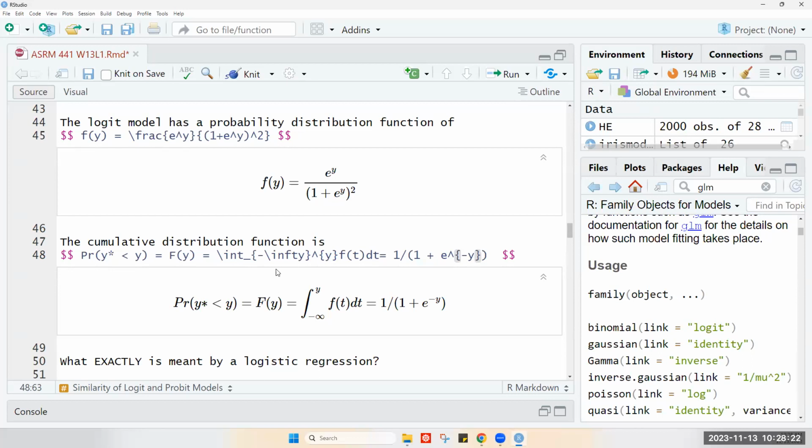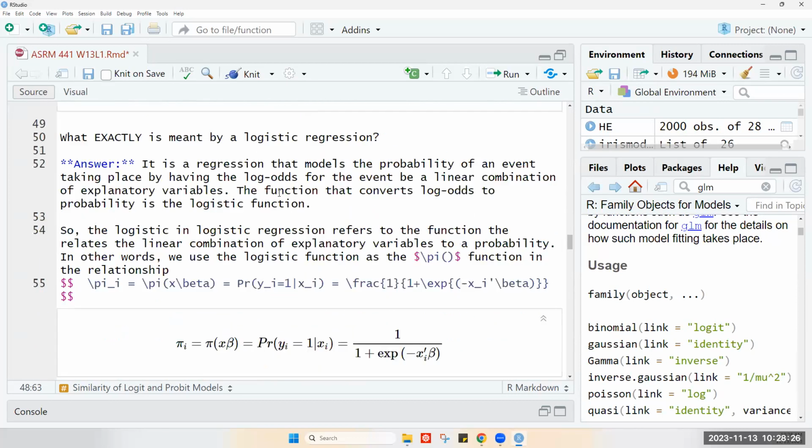So, what exactly is meant by a logistic regression? Well, it is a regression that models the probability of an event taking place by having the log odds for the event be a linear combination of the explanatory variables. That statement has a lot to unpack in there.